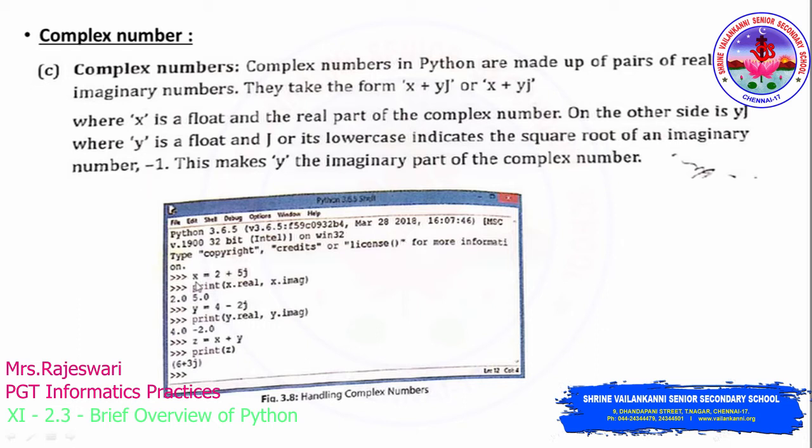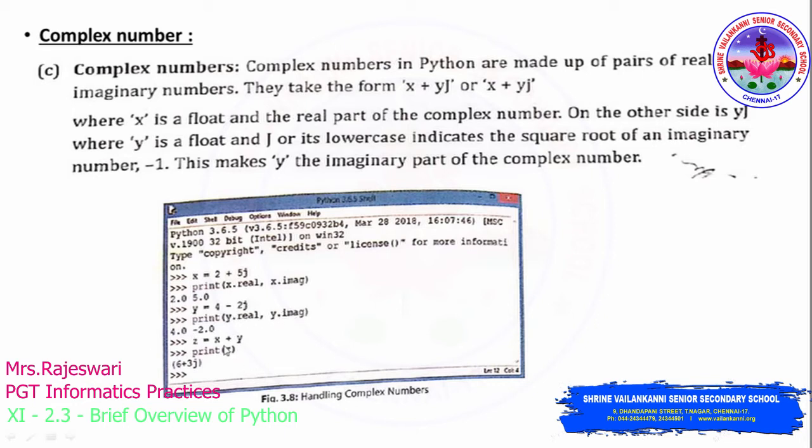So look at this example, x equal to 2 plus 5j. Here they are going to print which is the real and which is the imaginary part. So if I'm giving x.real and x.imag, what will happen? 2.0 is the real part, which is a floating point number. Similarly, 5.0 is the imaginary part because it is associated with j. Got it? Similarly, they have given y equal to 4 minus 2j, and they are finding out which is the real and which is the imaginary part.